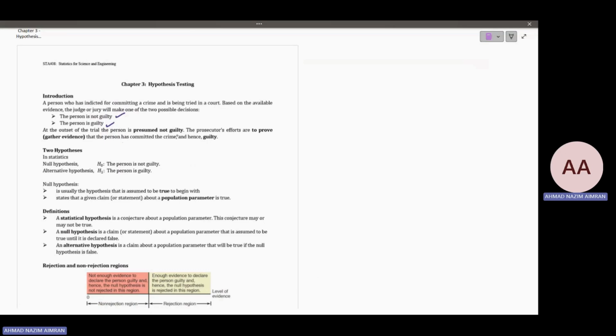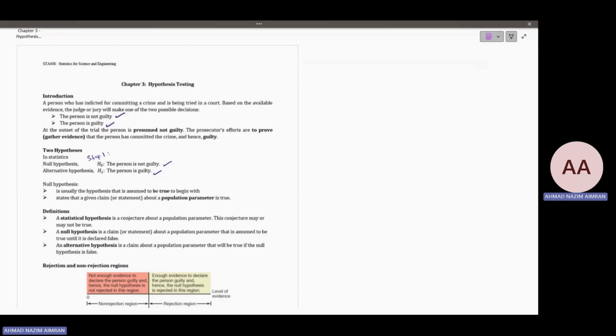All right, the same goes for hypothesis testing. We have two hypotheses. The null hypothesis here is the person is not guilty, and the alternative hypothesis is the person is guilty. So this is actually the first step in hypothesis testing, in which you have to write down the null hypothesis and the alternative hypothesis.